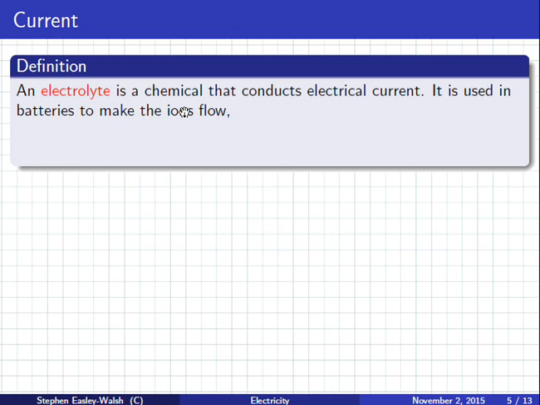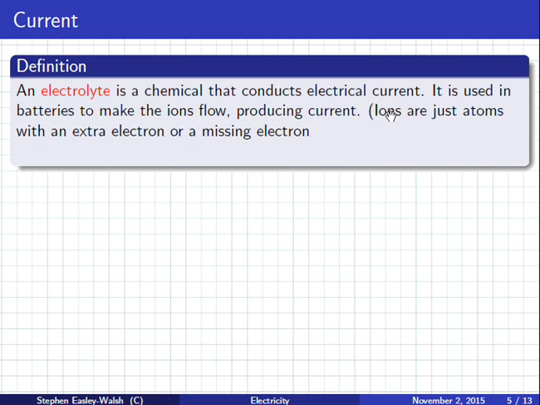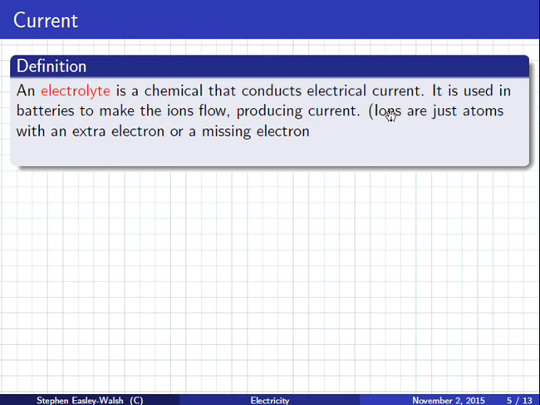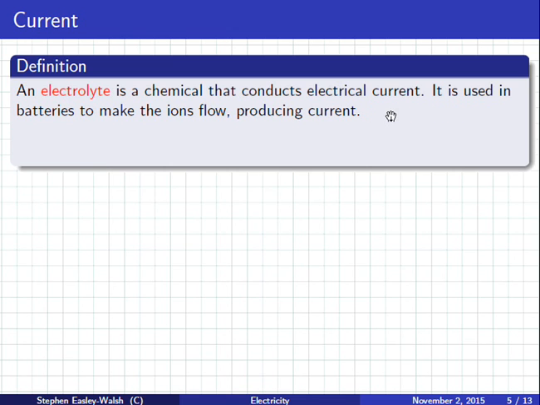Now, electrolyte, have you done this in chemistry or not? No. An electrolyte is a chemical that conducts electrical current. Normally a battery is an electrolyte. I go one step at a time.